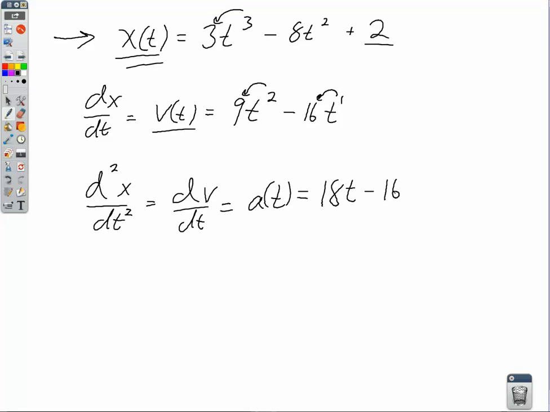Okay, the acceleration at time 0 is negative 16. The acceleration at time 1 is going to be, arithmetic, 2 meters per second squared. So our acceleration is changing as time marches on. So what do we do with this? You can give me the acceleration of the object at any time t.